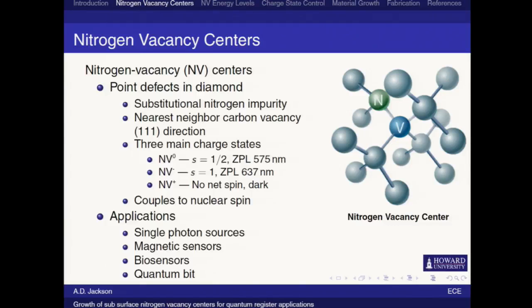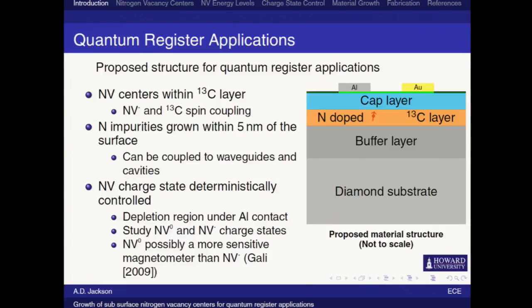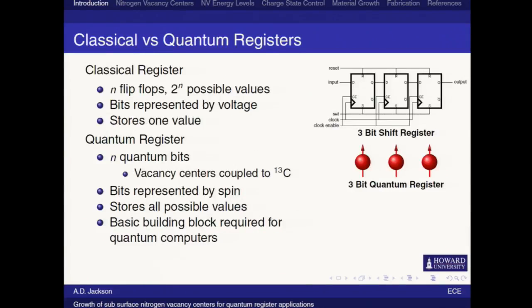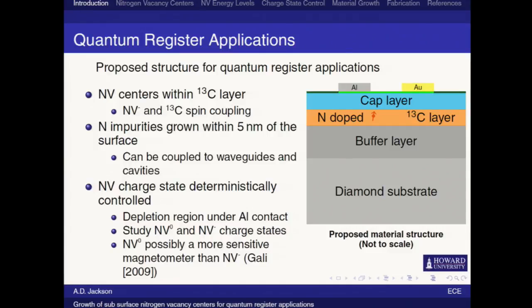If the neutral vacancy center loses an electron, it becomes positively charged. That has no net spin and does not have any fluorescence, so it's not very useful at all. But the neutral NV center and the negatively charged NV center have net spin, so they can couple to the carbon-13.